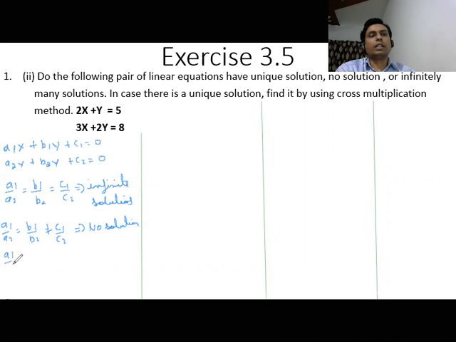Third one, a1 by a2 not equal to b1 by b2. If that itself is not equal, then it has a unique solution. In this case, you have a unique solution. So we will check that for our equation.